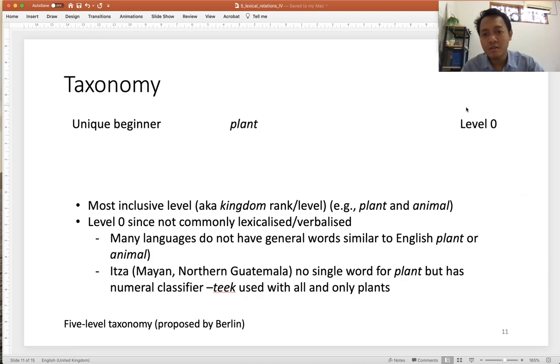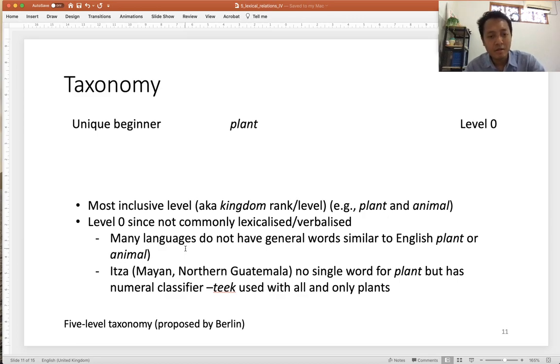In level 0, namely the most inclusive level, the unique beginner, in other words, kingdom, this includes categories such as plant and animal. It is called level 0 because it is not usually verbalized. In other words, many languages may not have a word for categories in this level. Not all languages have words similar to English plant or animal.